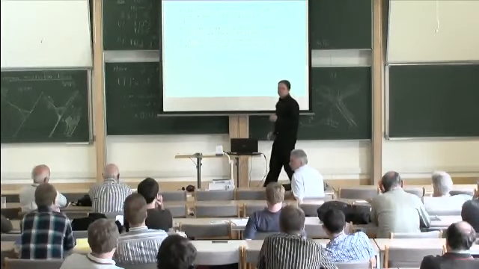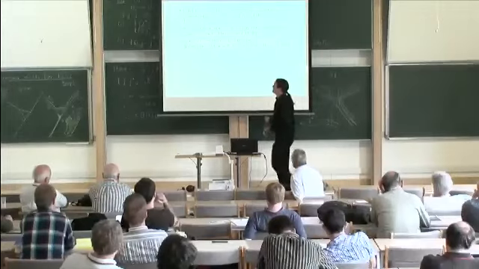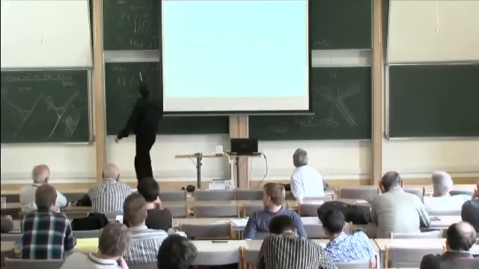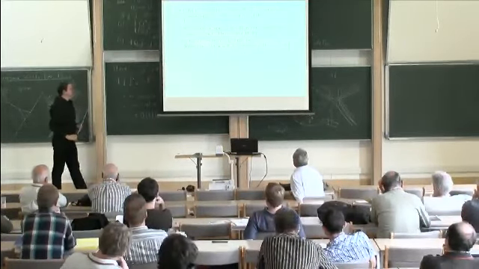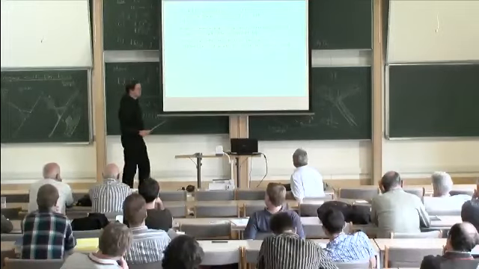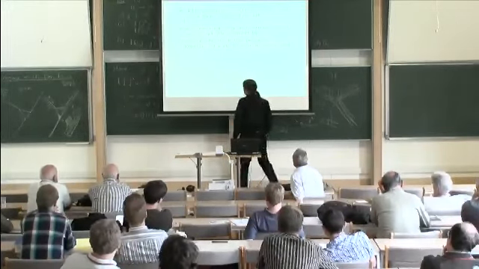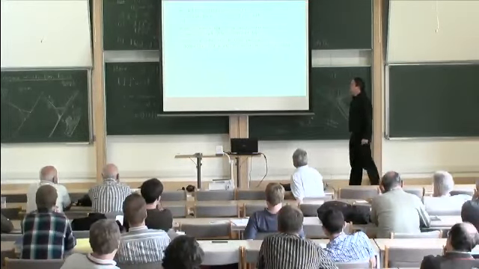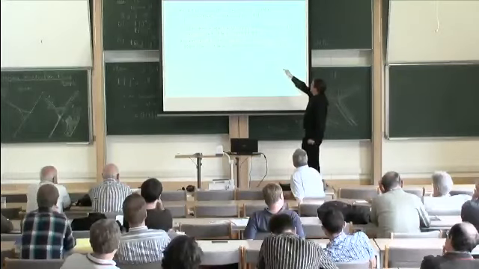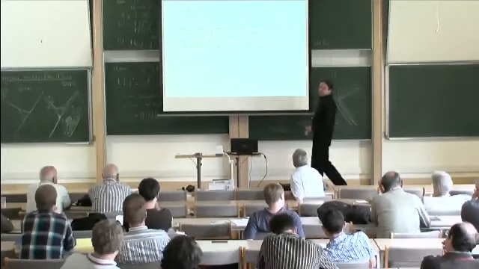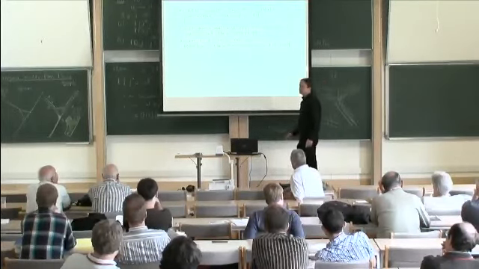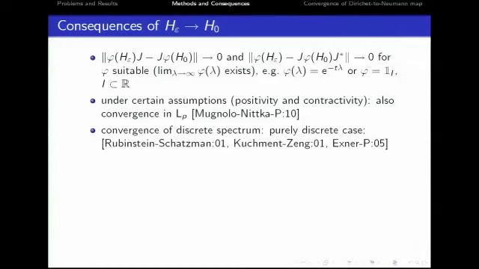You have to be a bit careful because now you have only a weaker assumption with this J and J star. J doesn't have to be bijective, of course. It isn't in our case. And we get the convergence of the spectrum. This has been shown by other methods, by variational methods before, by Rubinstein, Schatzman, Kuchment, Zeng, and a bit generalized by myself and Pavel Exner. And also the old article of Colin de Verdière, where it's implicitly used.